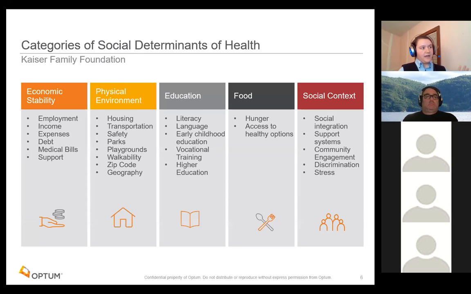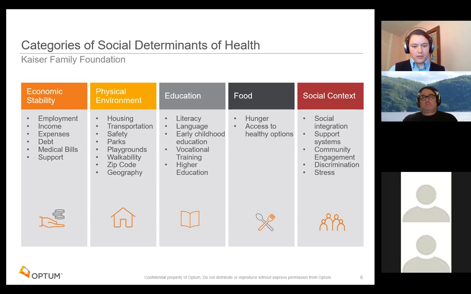These typically fall into 5 different categories. The first being economic stability, second being physical environment, third being education, fourth being food, and the fifth being social context. These are the 5 pillars of the social determinants of health. And really think about these things in the context of COVID-19, and keep in mind how one variable in one column might influence a variable in another column.